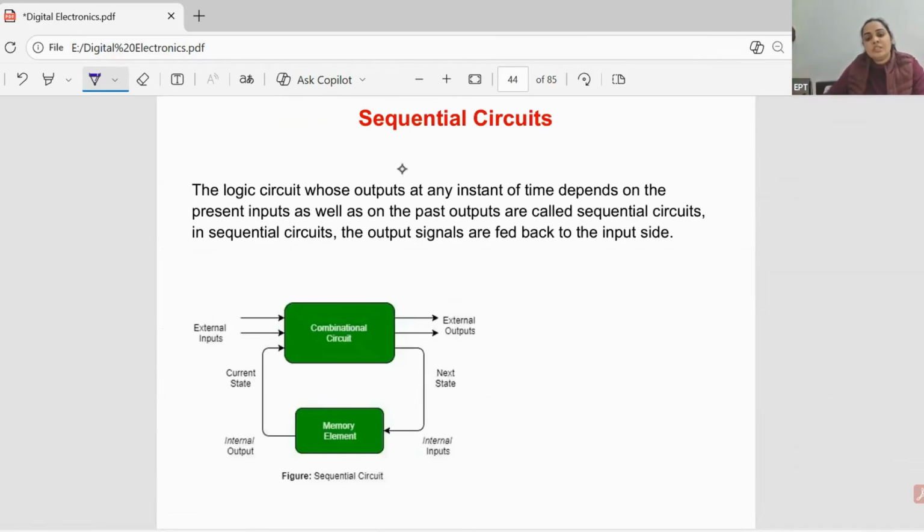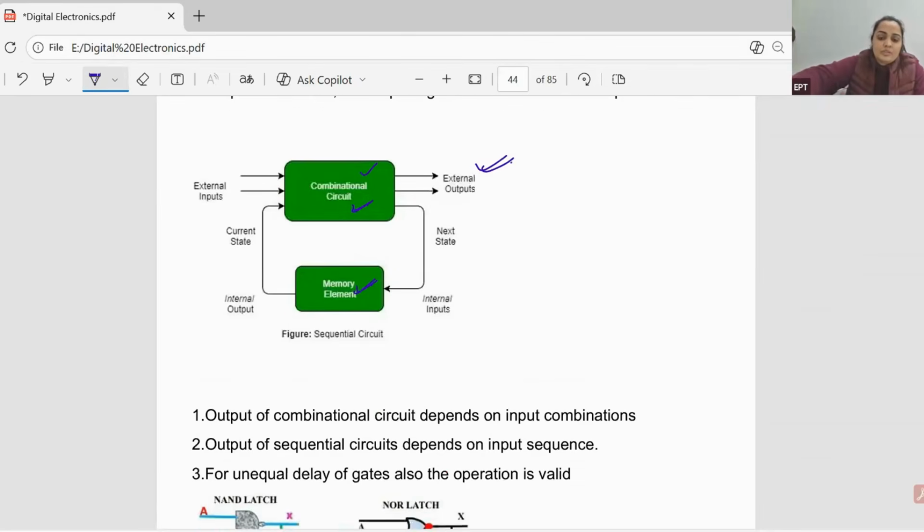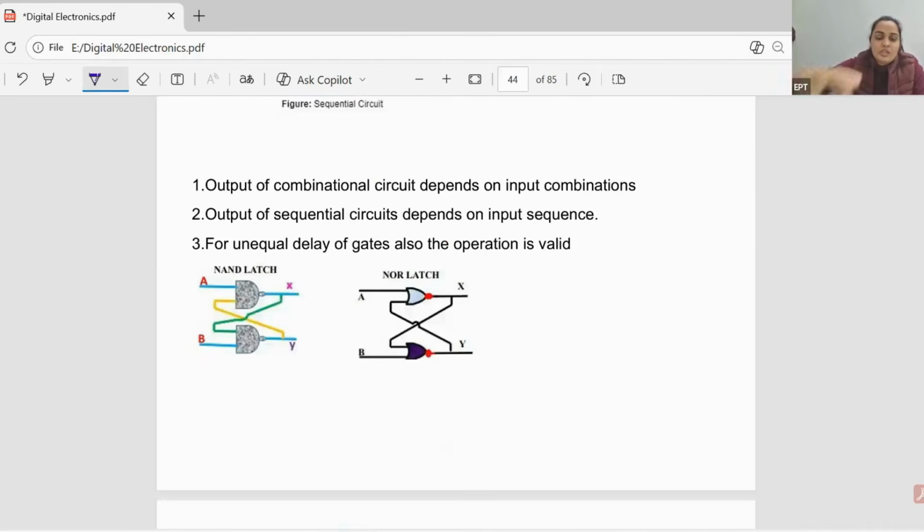Now next one is the sequential circuit. Sequential circuit again is a very important topic. It is nothing but a combination of the combinational circuit and memory, and the output is given back to the input. So the output of a sequential circuit will depend upon the previous values of the output or the previous state, right? So what is the basic memory element here? We have latches and flip-flops, right?